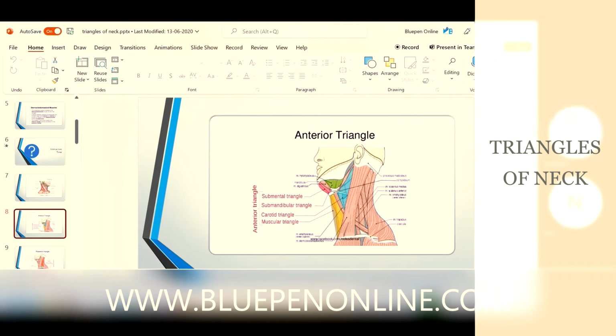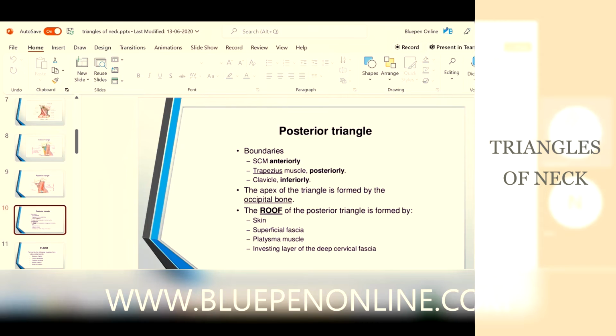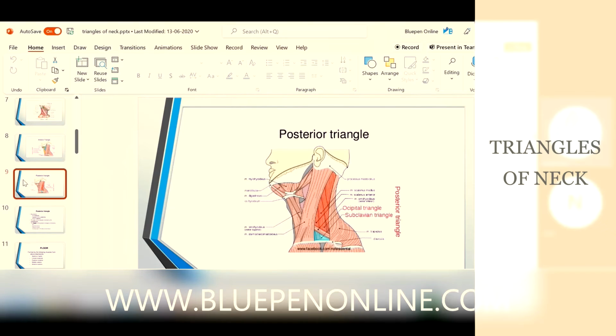Okay. Yes, ma'am. So first we study the posterior triangle, which is behind the sternocleidomastoid muscle. The posterior triangle is bounded anteriorly by the sternocleidomastoid, posteriorly by the trapezius, and inferiorly by the clavicle. So we'll go back to the picture and check whether it is correct or not. See, this is the posterior triangle. So tell me, anteriorly what is here?